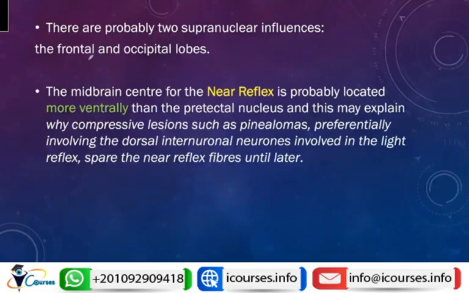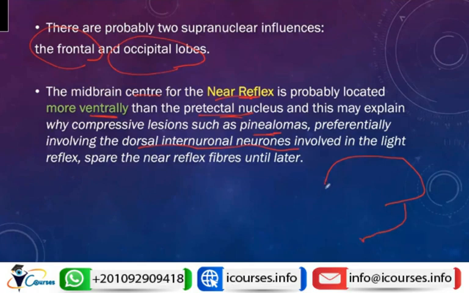The near reflex is probably under the supranuclear control of the frontal and the occipital lobe. And the midbrain itself has the center for the near reflex, located more ventrally than the pretectal nucleus. And that's why pinealomas, which involve the dorsal interneuronal neurons, cause loss of the light reflex while sparing the near reflex. So let me give you an example to understand this.